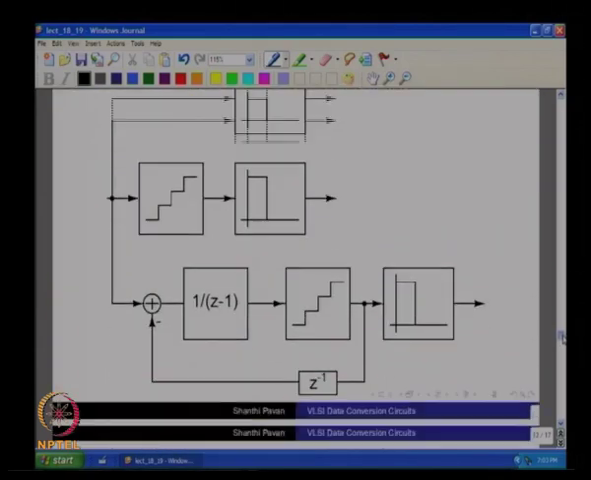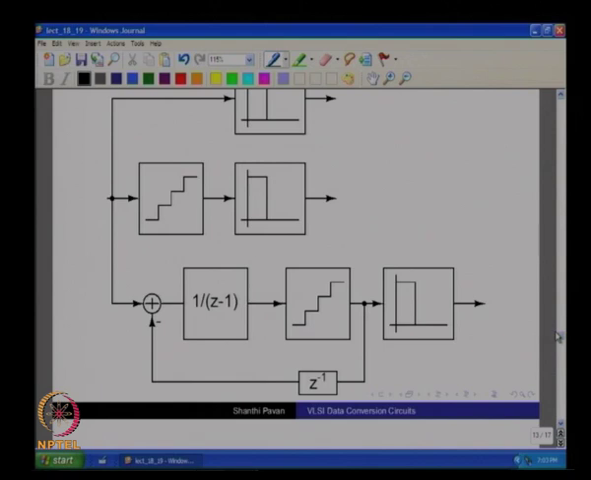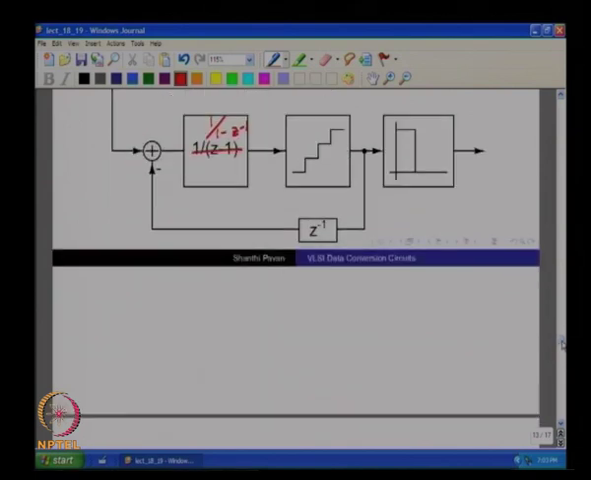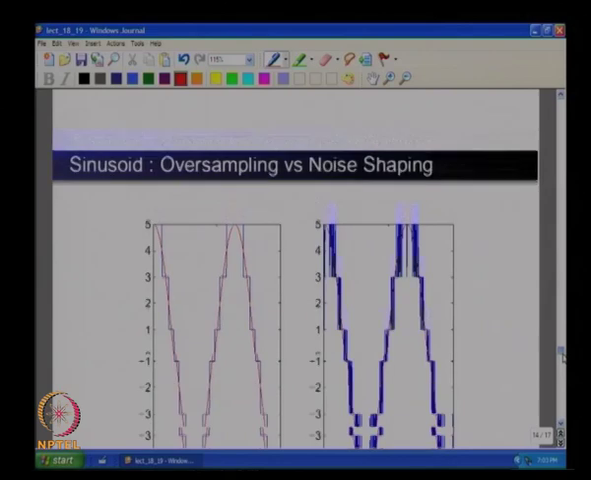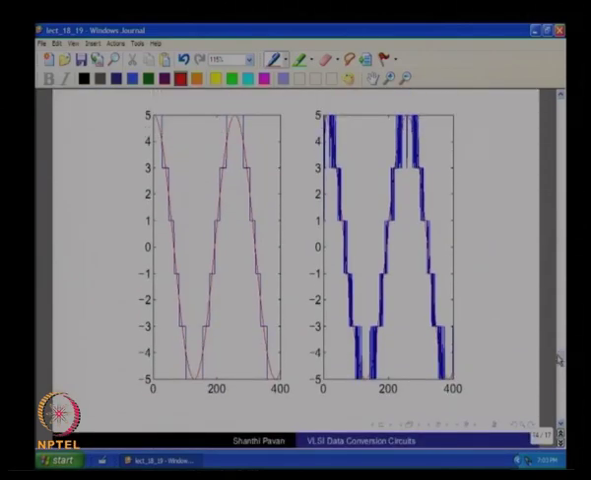So, this is the entire system level diagram. I think I made an error here, this must be 1 by 1 minus z inverse. This shows a sinusoid. The step size is 2 in this example. The red color shows the input sinusoid, the blue step like waveform shows the quantized sinusoid, and as you can see, the approximation is rather poor, correct.